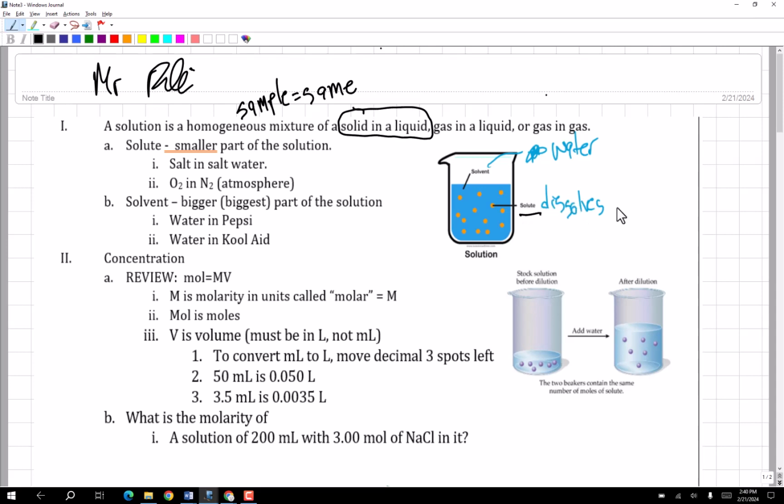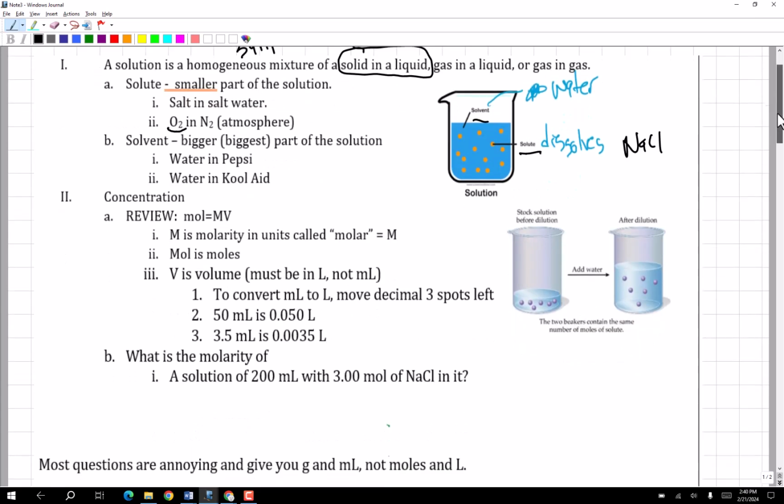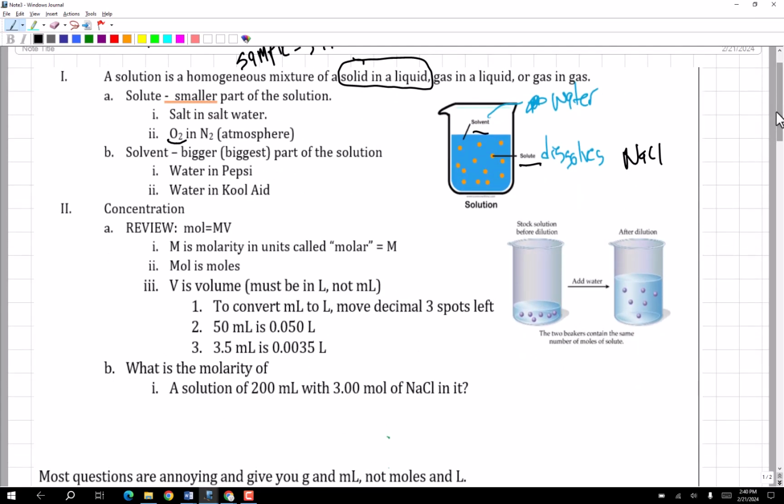The solute is the thing that dissolves. That would be NaCl. The solvent is the thing that does the dissolving. That's the water. I can also dissolve oxygen in water. Fish breathe the O2 dissolved in H2O, not the O in H2O, the O2 in H2O.